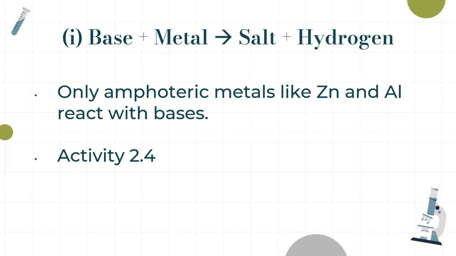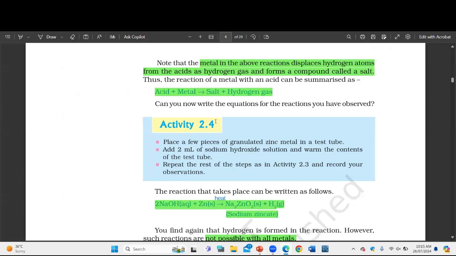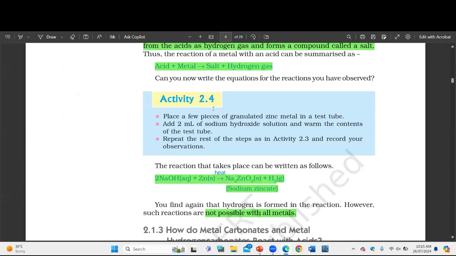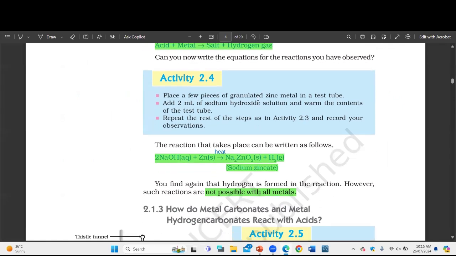So the next reaction we're going to look at is base plus metal. For this, we're going to do the experiment mentioned in activity 2.4, in which we take a few pieces of granulated zinc metal in a test tube, add 2 ml of sodium hydroxide solution, and then warm the contents. When you do this, as we add NaOH to zinc, we get a salt called sodium zincate, and hydrogen gas is liberated.